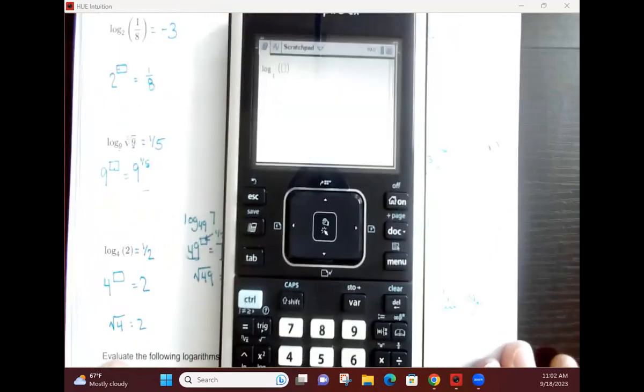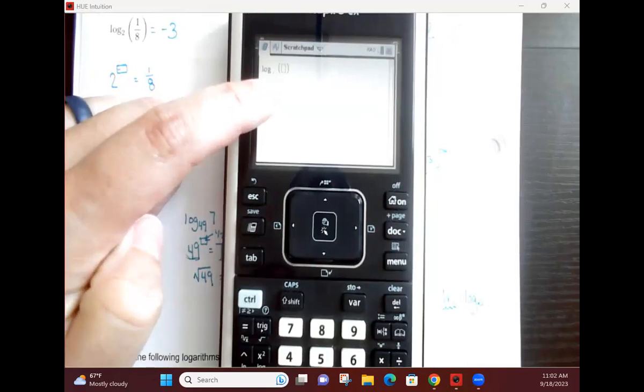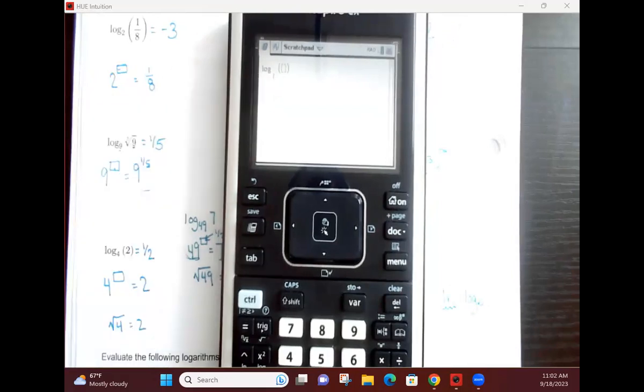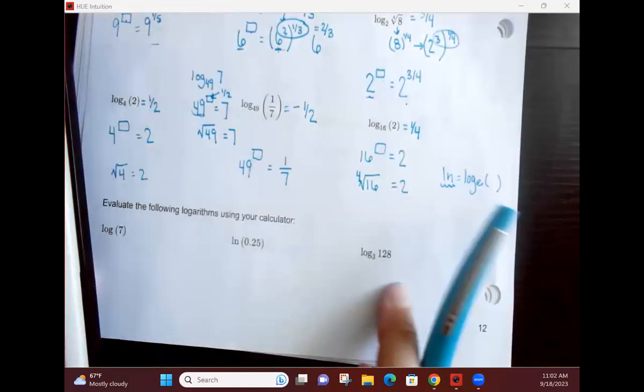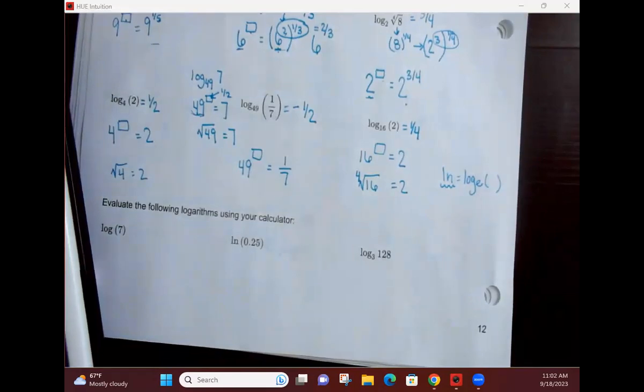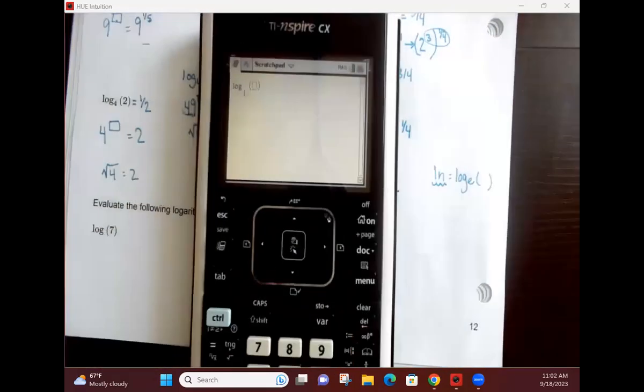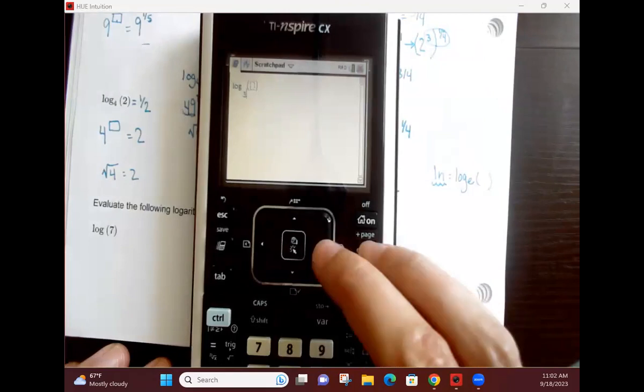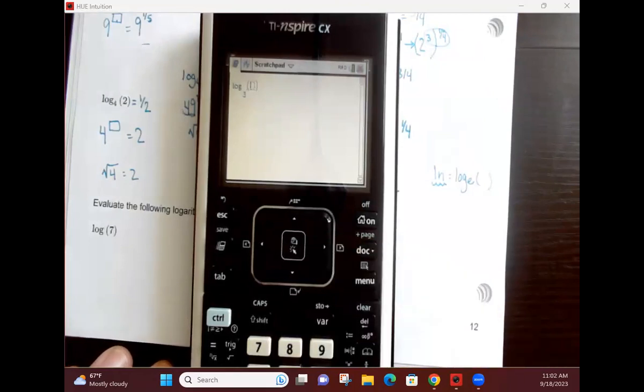What I want you to see here is that what pops up on my screen is a space to be able to type in the base, and then a space to be able to type in the argument. So for example, if I wanted to do this third problem, log base 3 of 128, to type that in my TI Inspire, you would type the base and then arrow over to be able to type the argument. And then you hit enter and you've got your log there, okay?